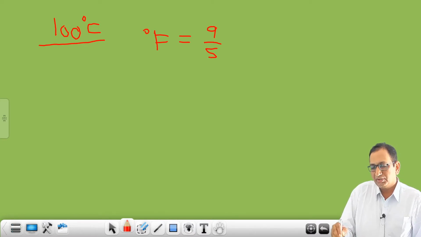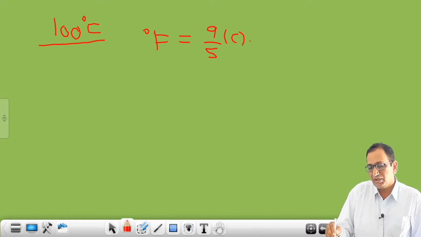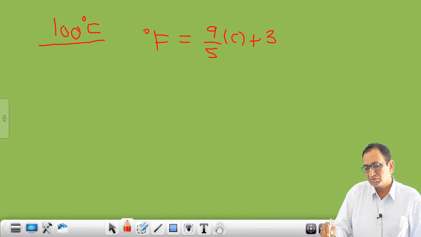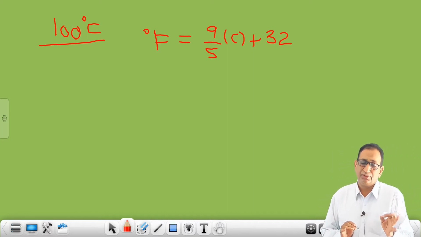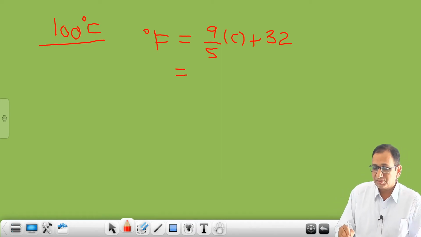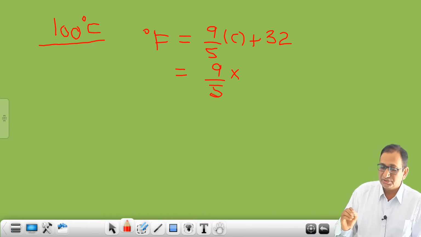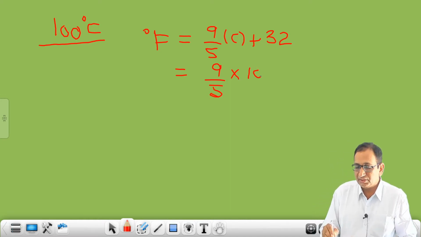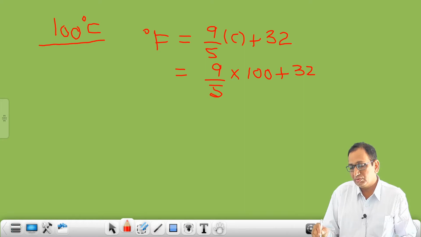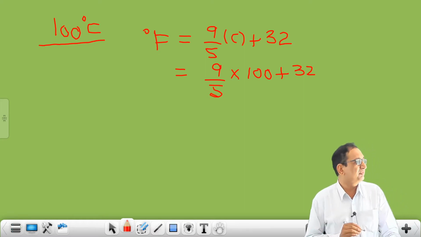multiplied by C and then adding 32. This is the formula for this. You have to learn this formula. Now students, placing the value of degree Celsius, that is the temperature in the Celsius scale, here in place of C, that is given as 100, and then you have to add 32. You can write here plus 32.